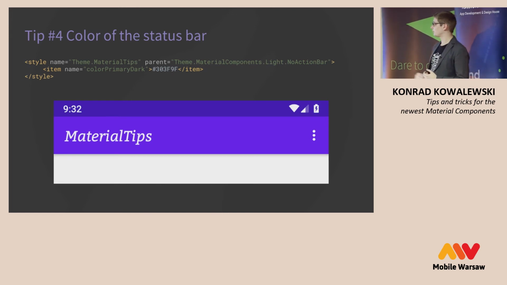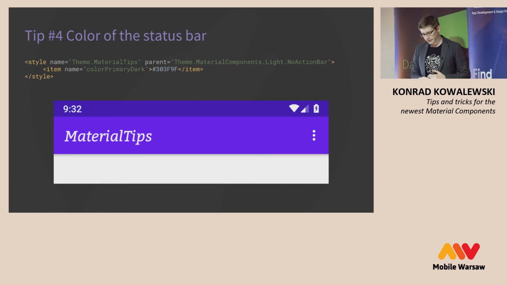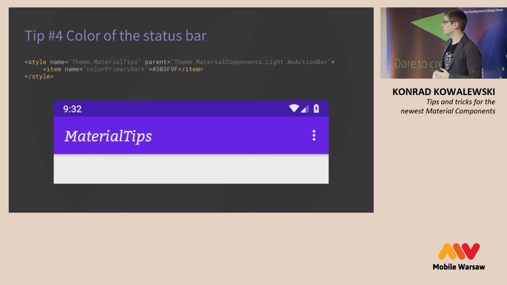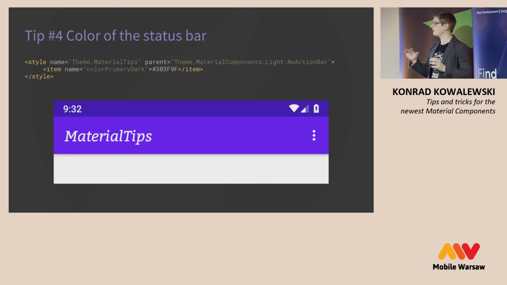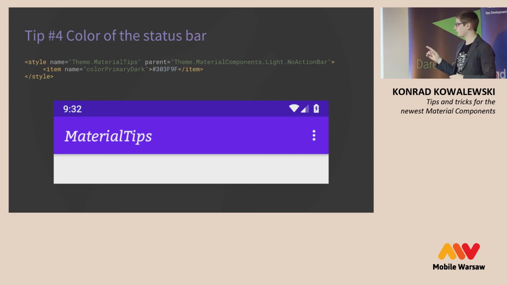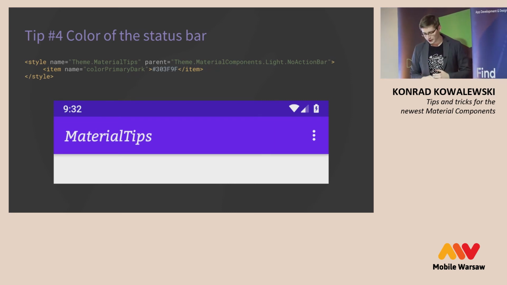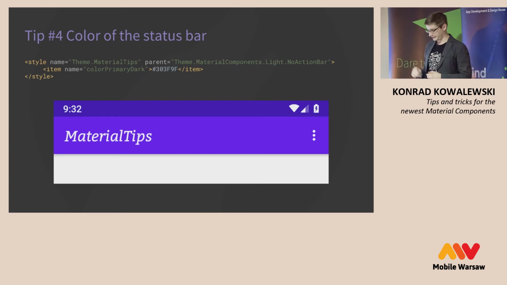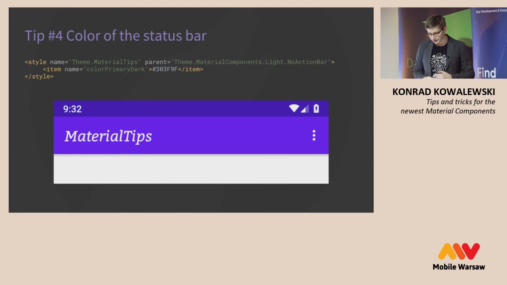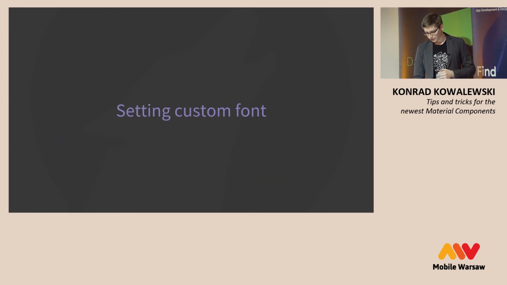Okay, color of the status bar. The status bar, which you can see above the toolbar, so the one with the clock. This is why Material Components keeps the attributes that were used beforehand, for compatibility reasons, because color primary dark is the only way to change the color of the status bar. So using color primary dark is the way to go if you'd like to change the status bar color.